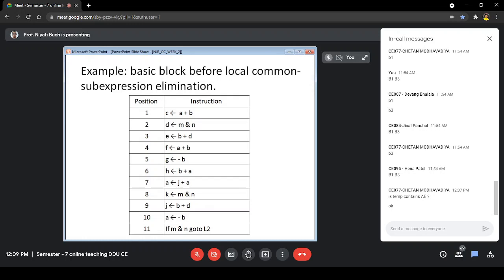Now I'm going to take this example, wherein I have 11 instructions. This is my basic block, how it looks before common sub-expression elimination. If you want to be thorough with this example, I'm going to show it to you step by step. So please calculate step by step in your notebooks as well, so that you know how to go about the example. If you do not have a notebook, grab it very quickly, and let's solve this example.